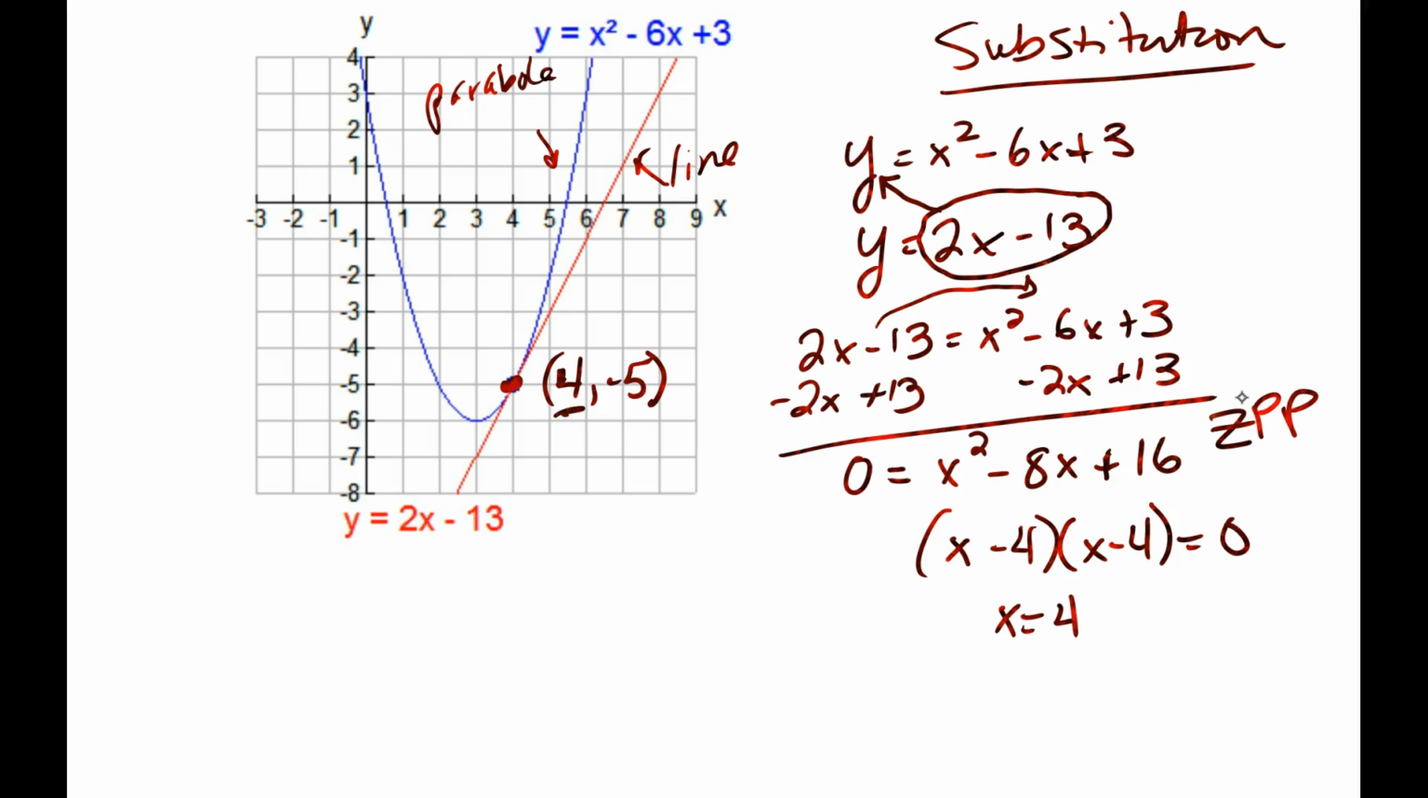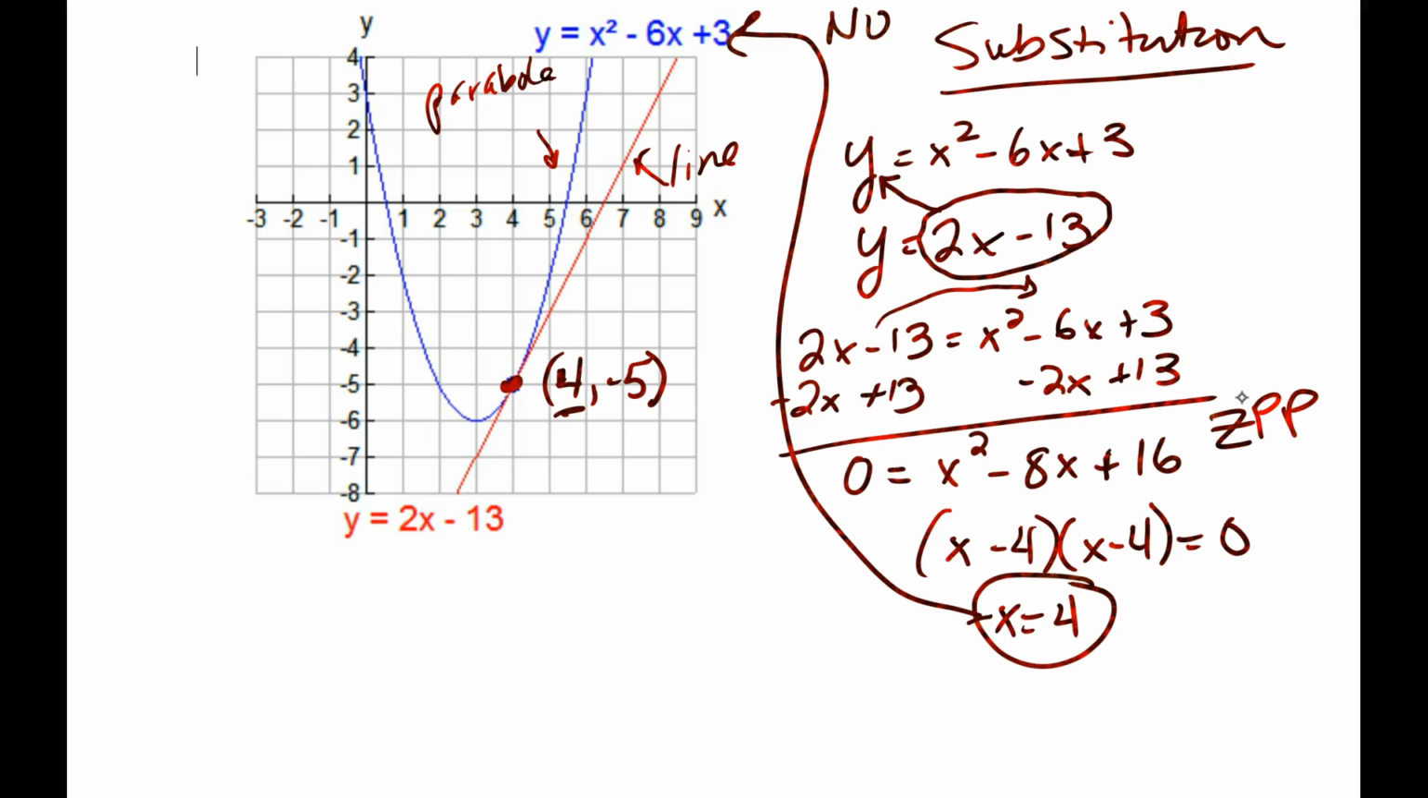How do I get my y? By substituting this into one of my equations. Now, why would we come up here and put it here? No, it's too much work. Let's just put it here. They're both equal to each other, so it doesn't matter which one we put it in, but it's just easier to put it here, okay?